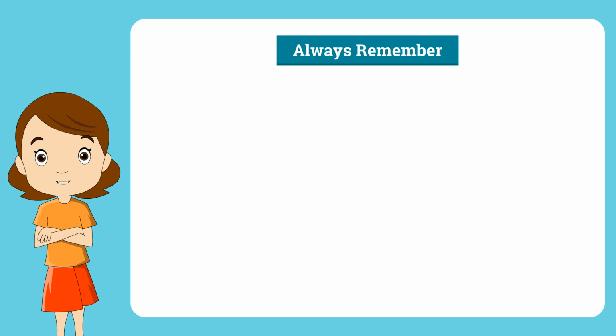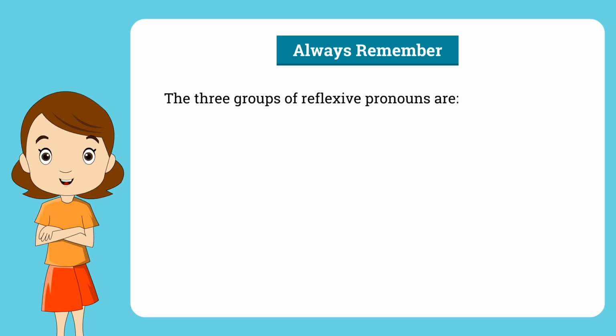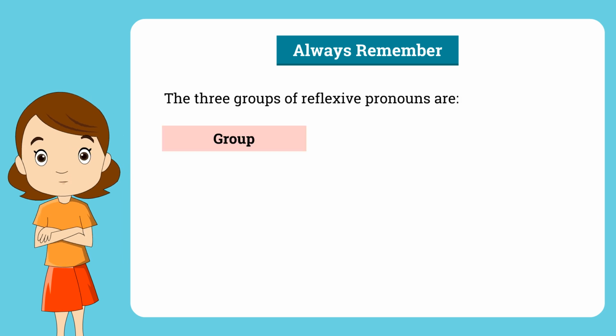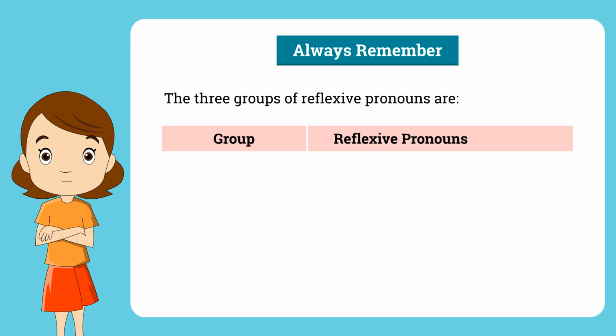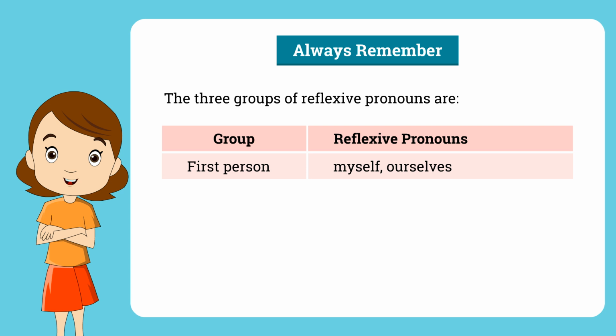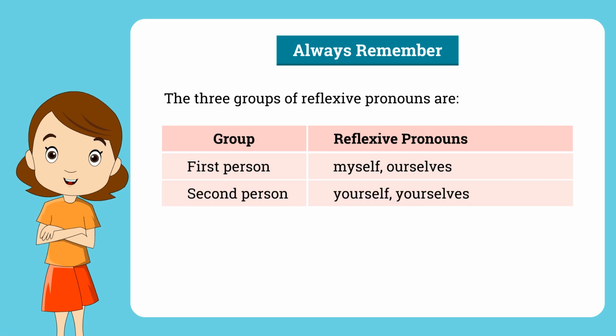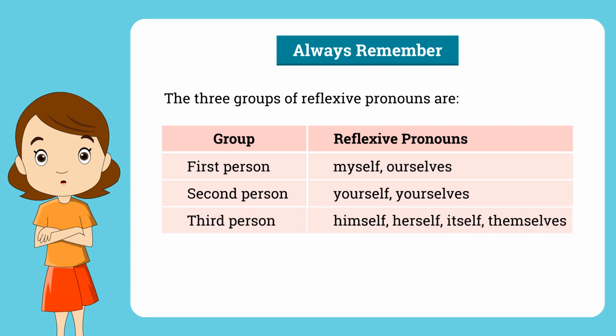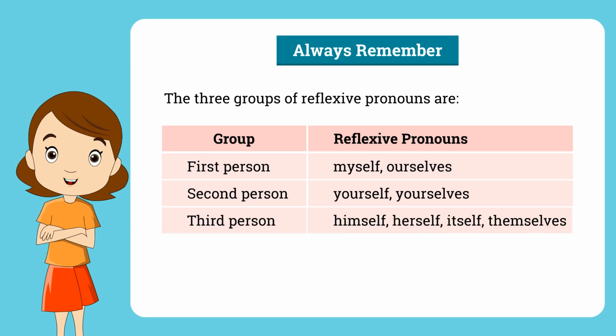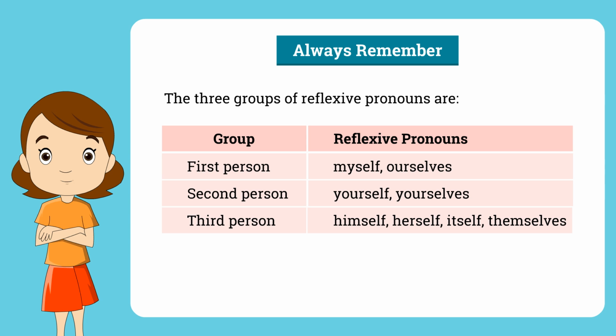Always remember, the three groups of reflexive pronouns are: first person, myself, ourselves; second person, yourself, yourselves; third person, himself, herself, itself, themselves.